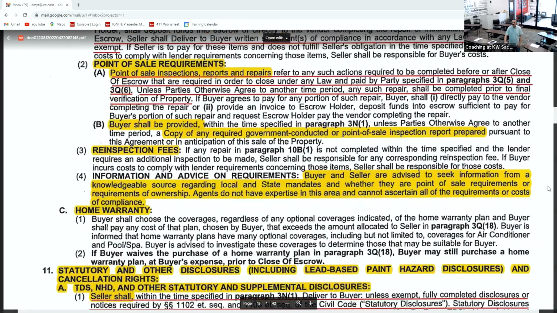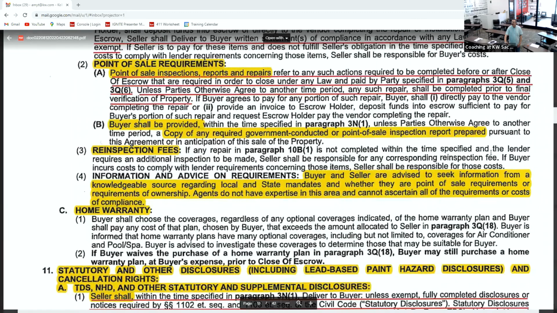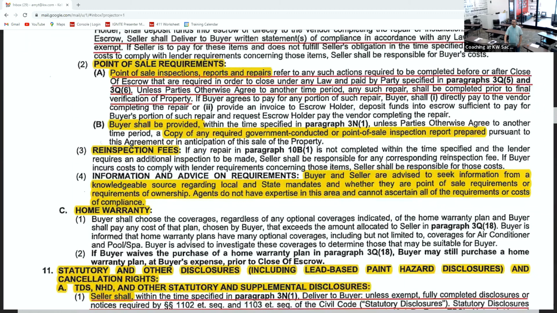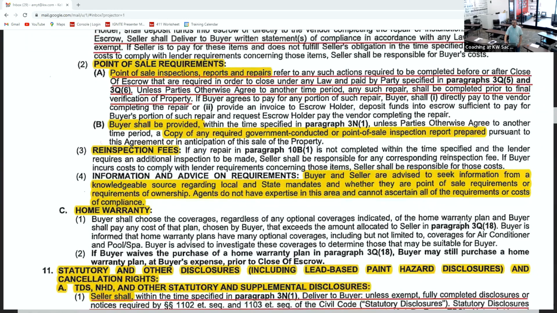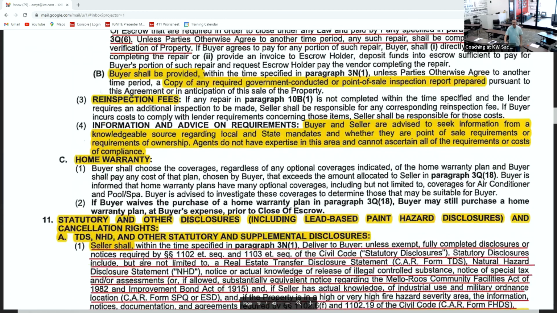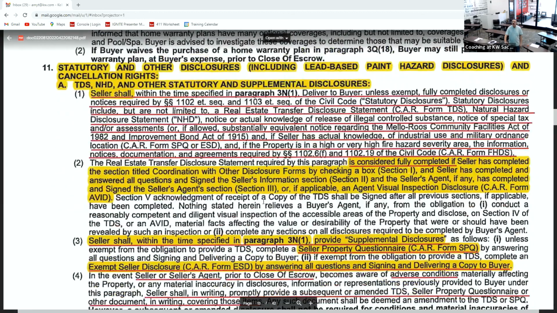This is where under reinspection fees, it talks about if any repair in paragraph 10B is not completed within the time specified and the lender requires an additional inspection to be made, seller can be responsible for any corresponding inspection fee. If buyer incurs costs to comply with lender requirements concerning those items, seller shall be responsible for those costs. This was never in the old contract, so it's nice that they put this in there. Talks about the value of home warranties.